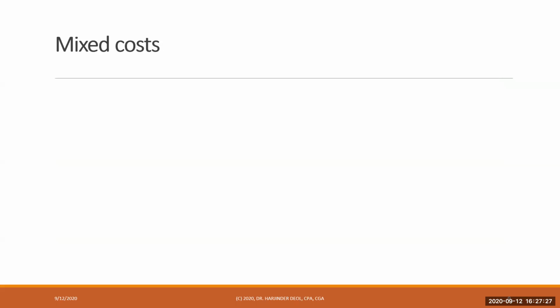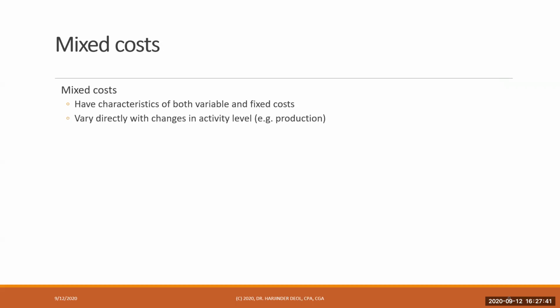Next up, we'll take a look at mixed costs. Mixed costs have characteristics that are shared with both variable costs and fixed costs. What happens here is that the mixed costs in total dollars vary directly with changes in the activity level. So as production volume increases, the total mixed cost actually goes up. However, curiously, the average cost per unit varies inversely with the changes in production level.